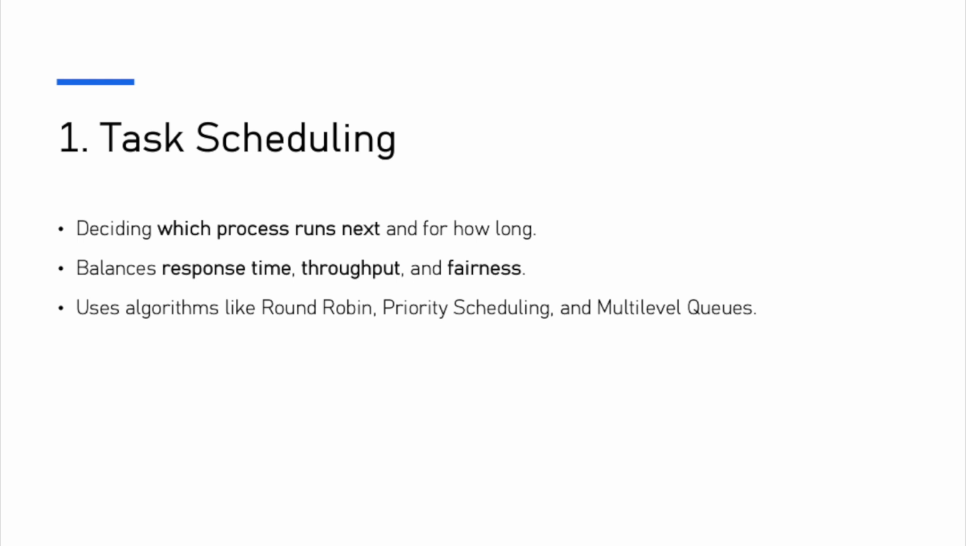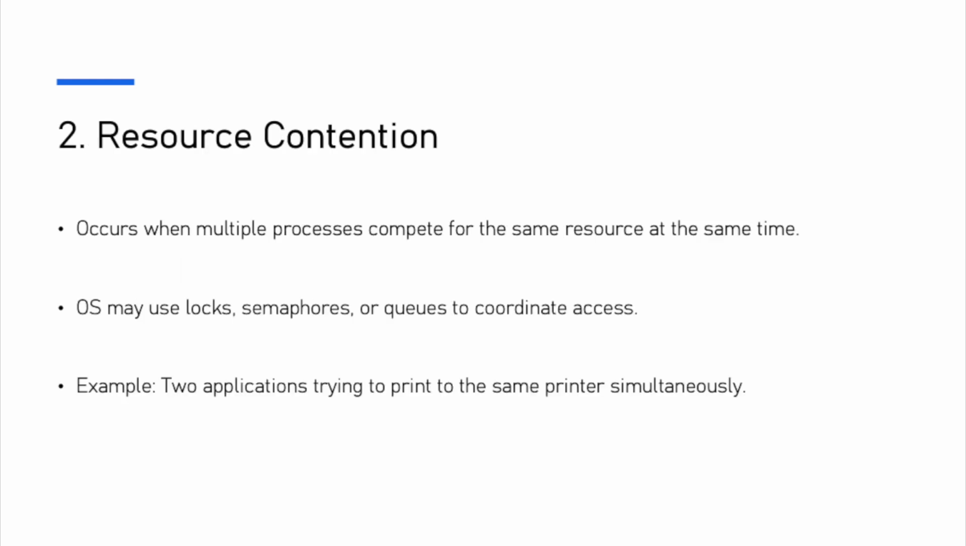So deciding which processes run next and for how long, that's the job of task scheduling. And it uses algorithms like round robin, priority scheduling, and multi-level queues to help it achieve that. And we've covered all of those before. The next element is resource contention.